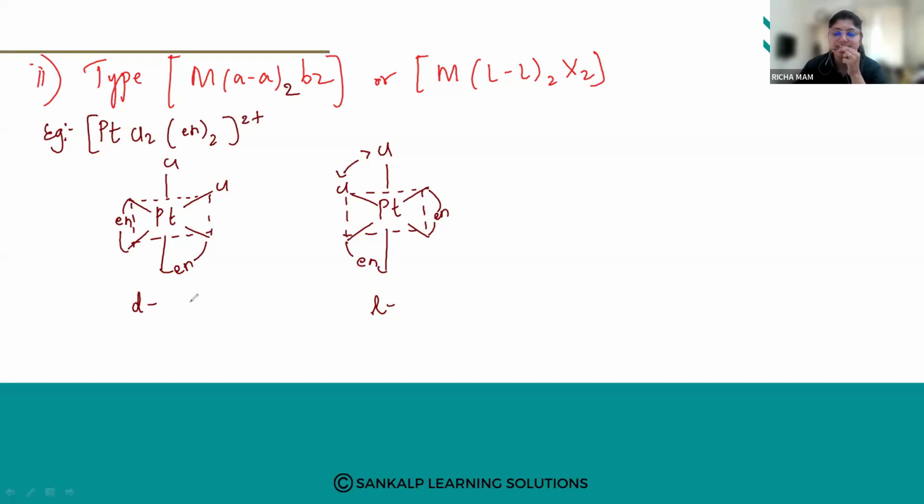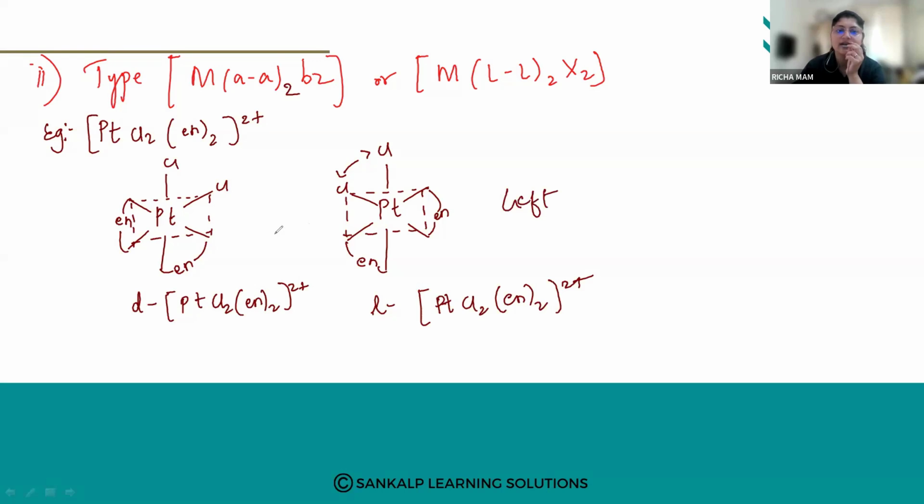So this is a dextrorotatory Pt Cl2 ethylene diamine twice 2 plus, and this is a levorotatory Cl2 ethylene diamine 2 plus. Got it? So this is the second type. When it is levorotatory, the plane of polarized light is turned to the left hand side, and in the dextrorotatory it is turned to the right hand side. So this completes our isomerism.